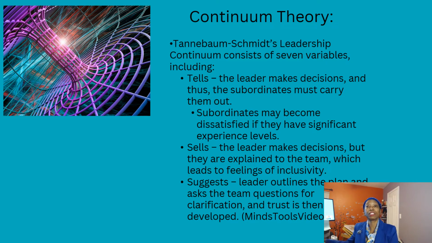In the sells, the leader makes decisions, but they're explained to the team, which leads to feelings of inclusivity. And they feel like they're a part of the decision making, even though it's still being sold to them. In the suggest variable, leaders outline the plan and ask the team questions for clarifications, and trust is developed because the team feels that they are involved.